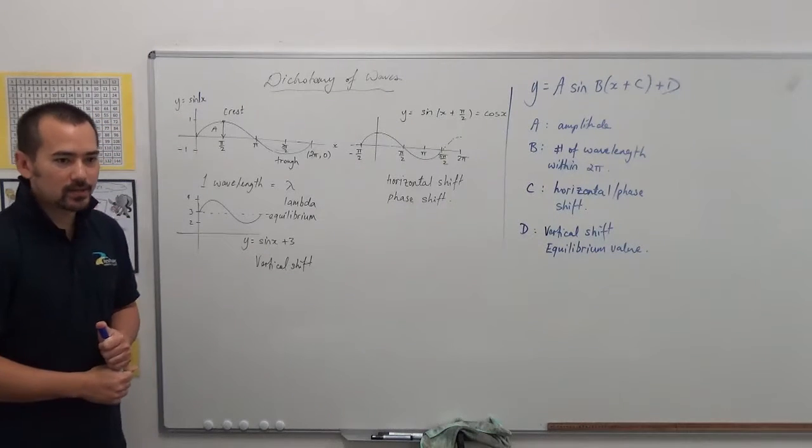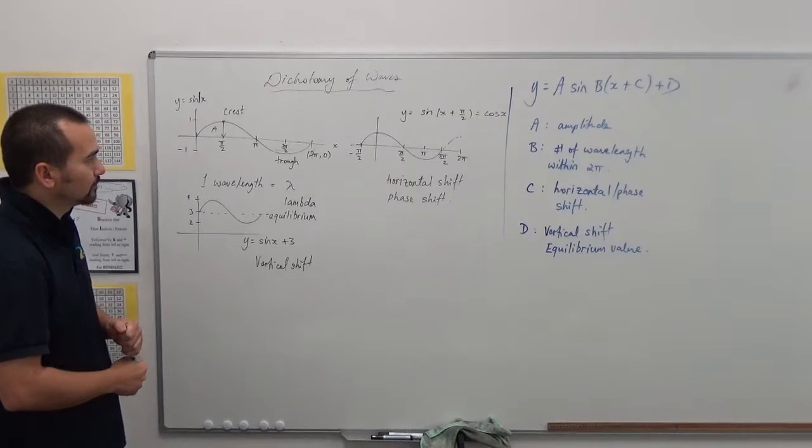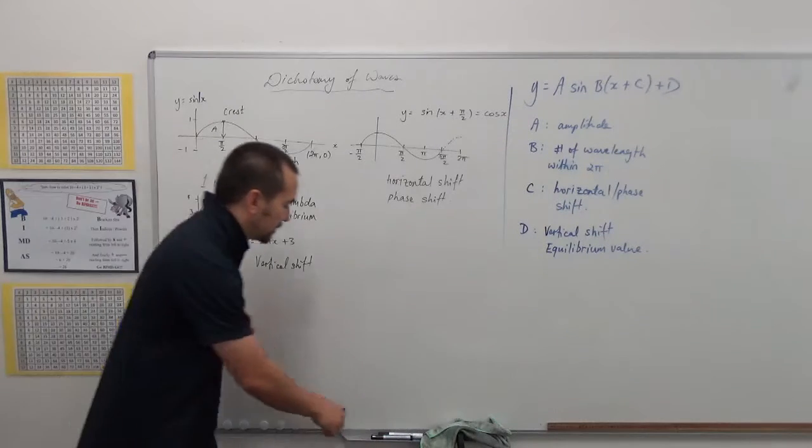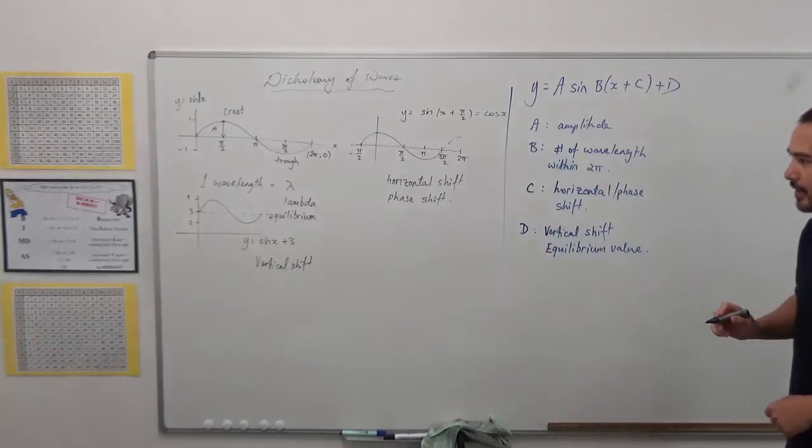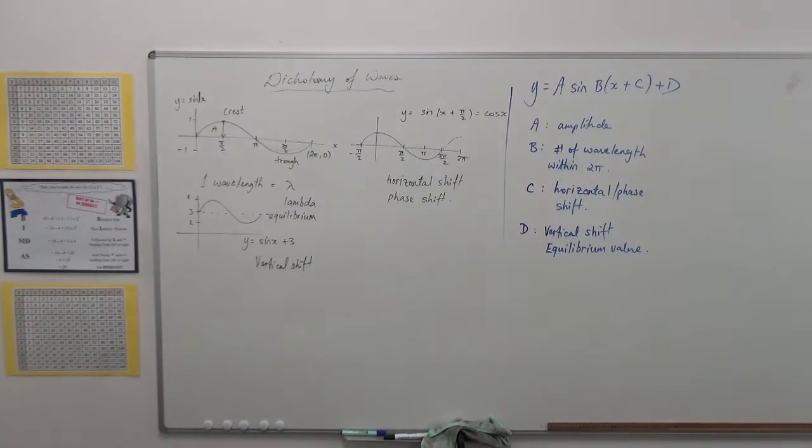All right. So, next thing. Let's say we have a graph like y is equal to sine 3x. What can you tell me about this graph?